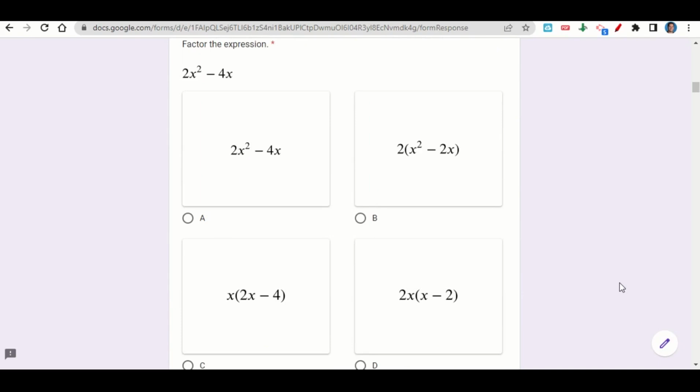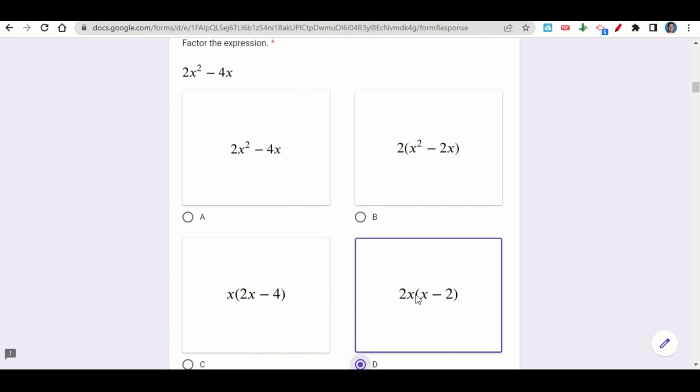Next one says factor the expression 2x squared minus 4x. Well, we can see that there's a 2 in common and an x in common, so we're going to pull out a 2 and an x. And when we do that, we're left with just x here and minus 2. So we should have 2x times (x minus 2), which is this one here.